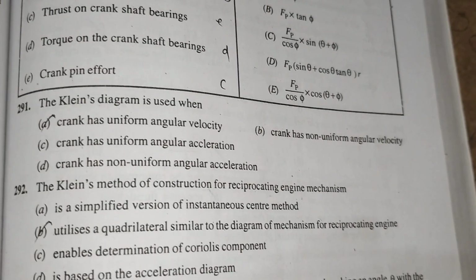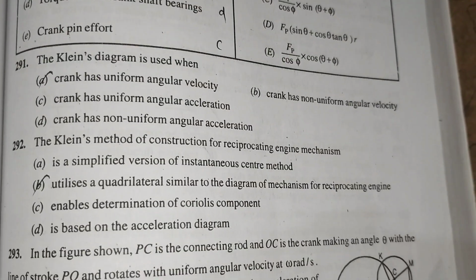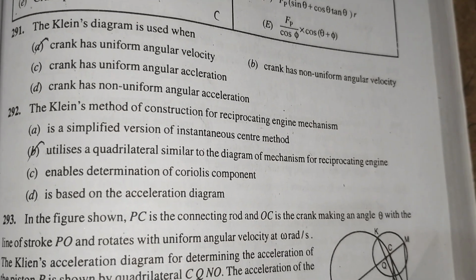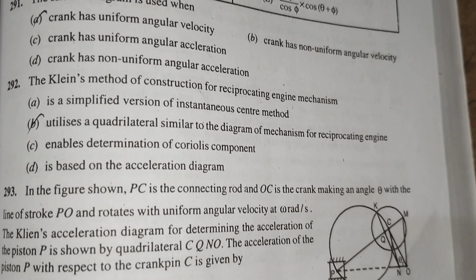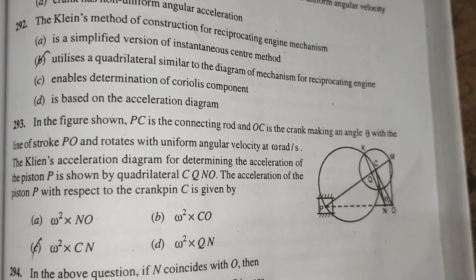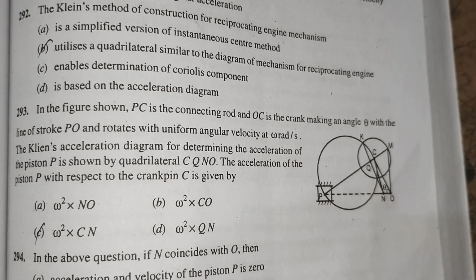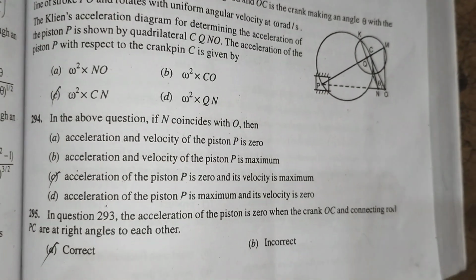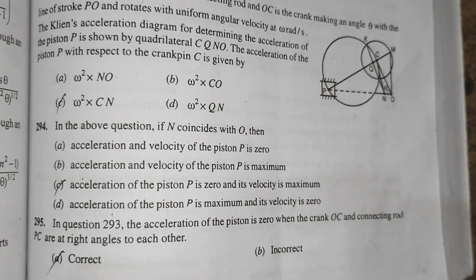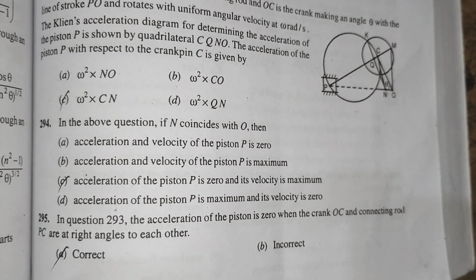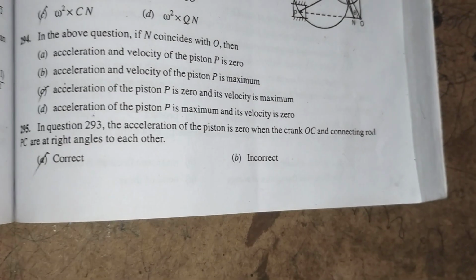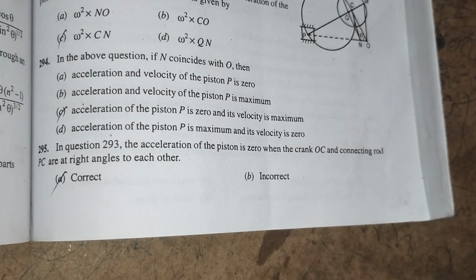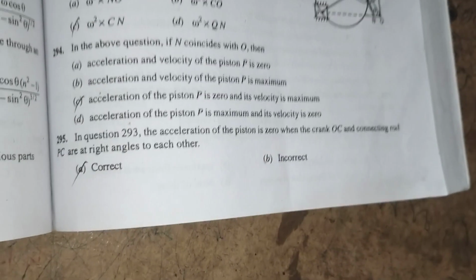Klein's diagram is used when the crank has uniform angular velocity. Klein's method of construction for a reciprocating engine mechanism utilizes a quadrilateral similar to the diagram of the mechanism of the reciprocating engine. In the figure, the acceleration of the piston is omega square into Cn. When the crank and connecting rod are at right angles to each other, the acceleration of the piston is 0 and the velocity is maximum. This is correct.